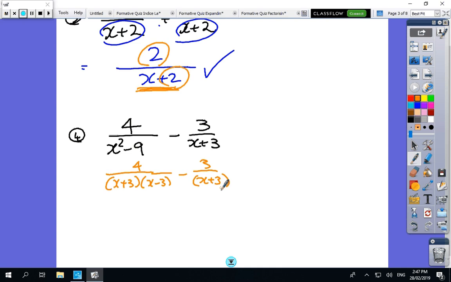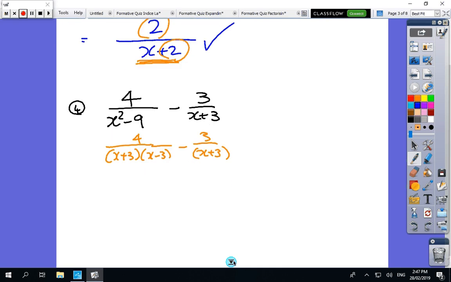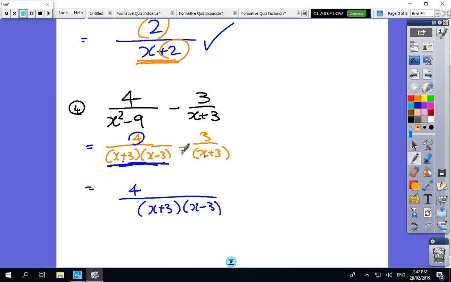Okay, so the first thing is you have to factorize the denominator. And then the lowest common denominator is going to be this number here, the biggest number, because x plus 3 goes into that number. So that's the lowest common denominator. This has got the denominator we want, so that number doesn't change, minus sign.